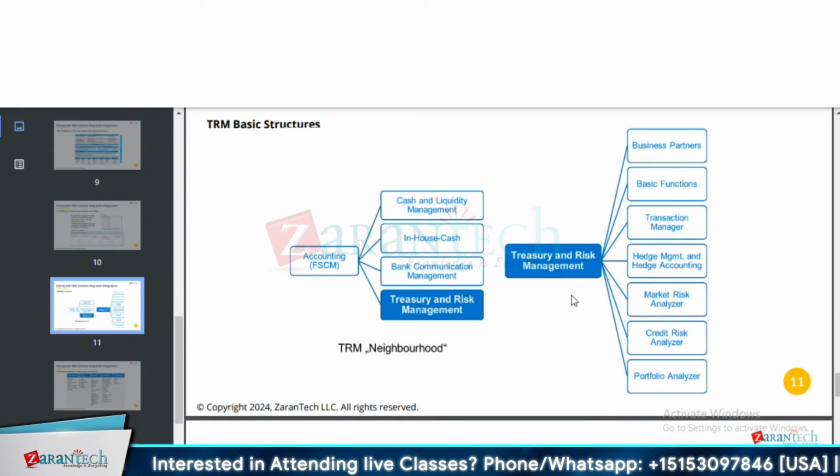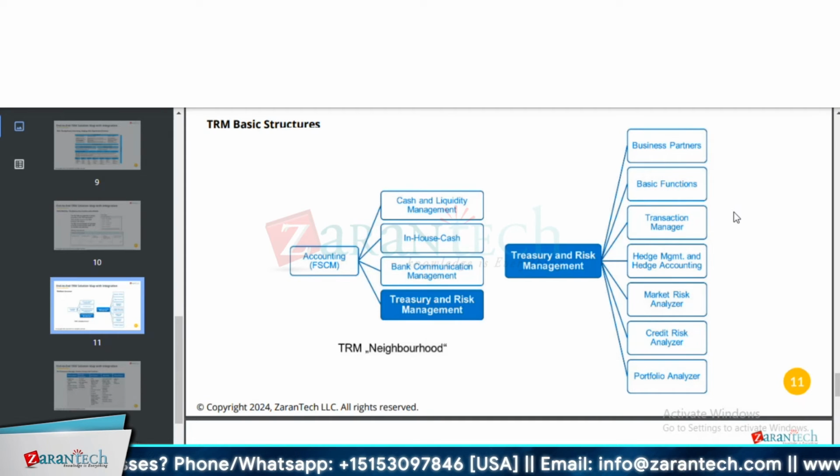and these are the areas from treasury and risk management, which would involve the major contributors like business partners. These are the actual configuration aspects we are going to cover: the configuration of how the BPs are configured in different sorts of roles, how the basic functions configuration is made, how the transaction manager works, like creation of the product type, transaction types, other configuration. This is how this is done.